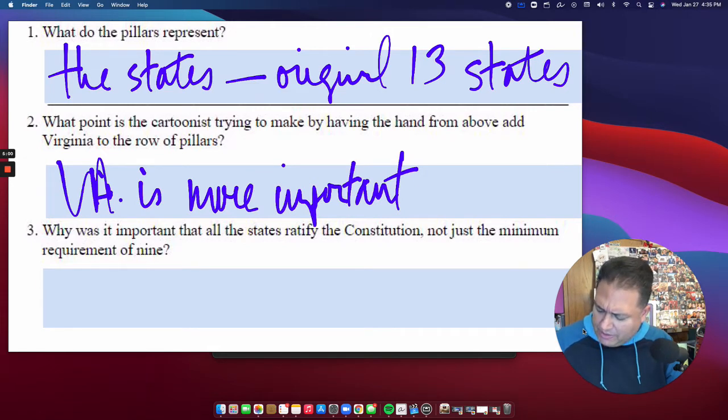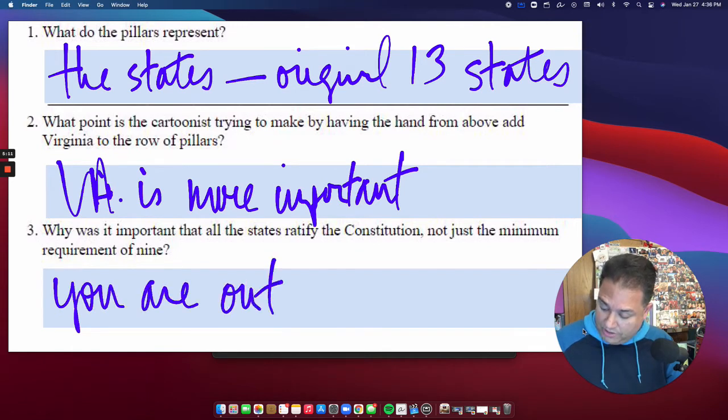And then finally, number three, why was it important that all states ratify the Constitution, not just the minimum requirement of 9? Well, I would say that if you don't ratify the Constitution, then you are out, right? In other words, if you don't ratify the Constitution, you're not part of the United States. Rhode Island and North Carolina were the last two to ratify the Constitution. They essentially would have been treated like foreign countries because they would not have been included in the United States. So it took them a while. I don't think they ratified until like 1790, 1791. It took them a while to ratify, but eventually they did.